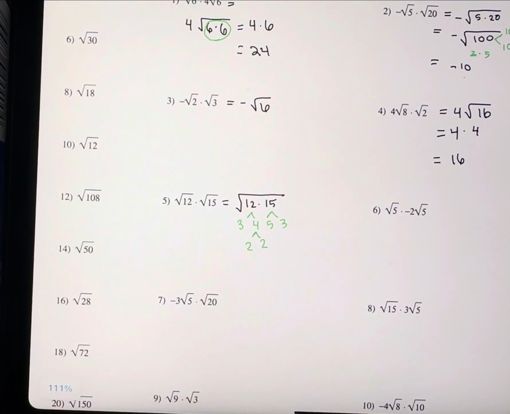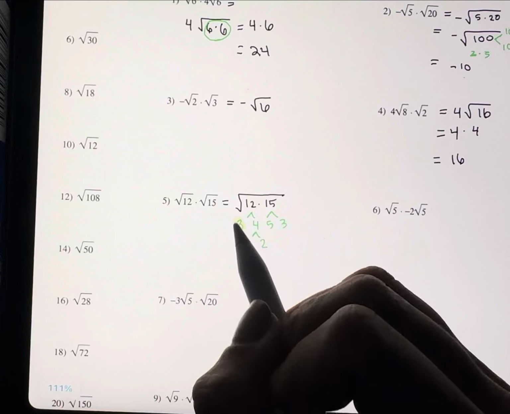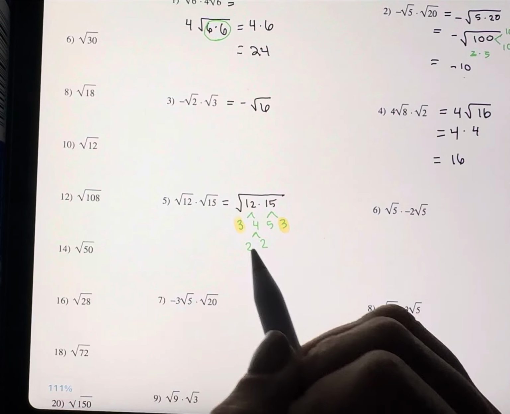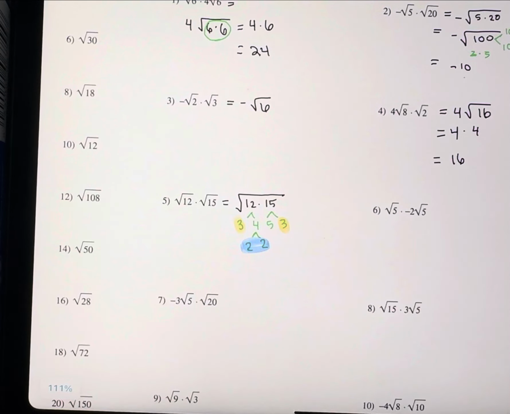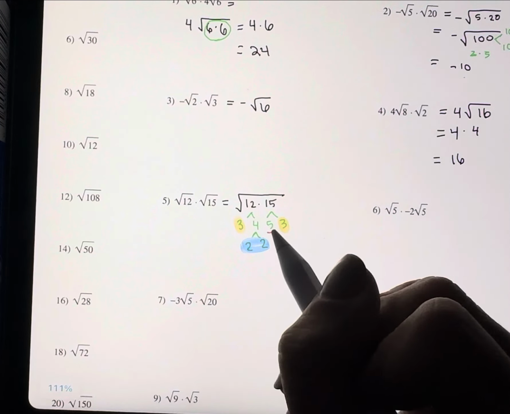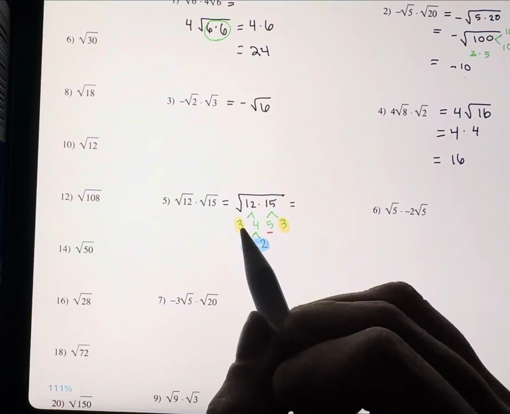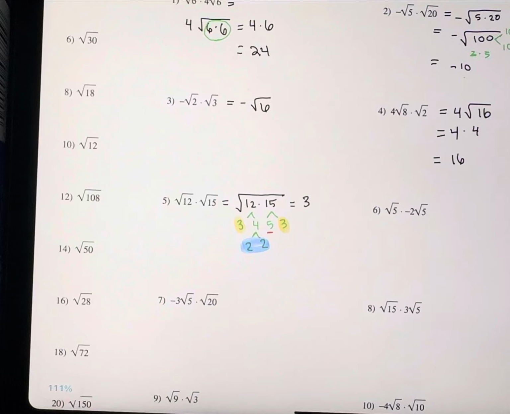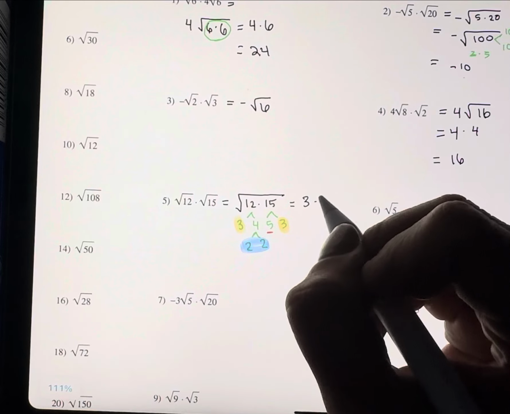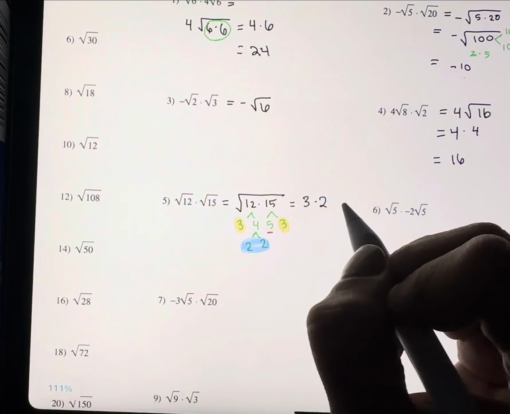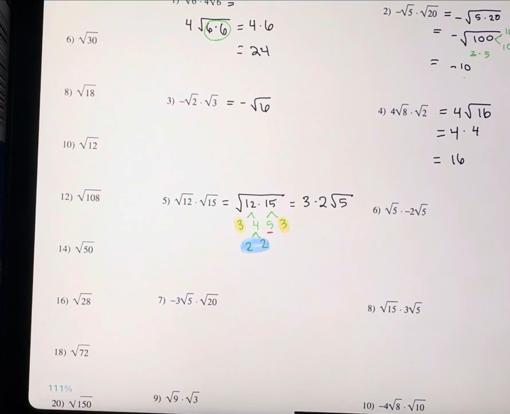So I'm going to start highlighting the pairs because they separate. So I have a pair of 3s right there, and then I have a pair of 2s right there. So that means that 5 is alone. So my pair of 3s can come out as just 1 3. My pair of 2s can break out of prison and be just 1 2 on the outside. But that 5 is alone, and it's going to stay inside the radical.